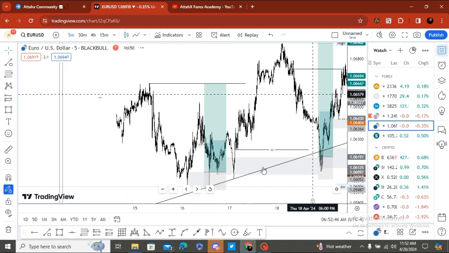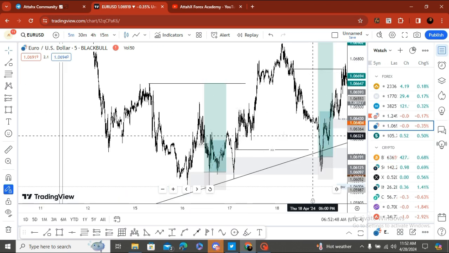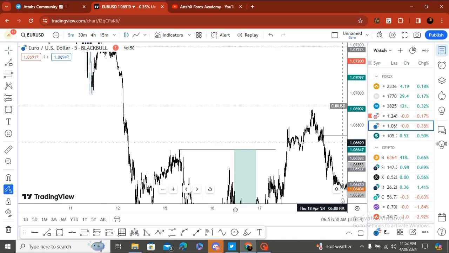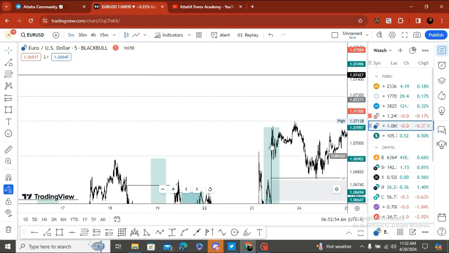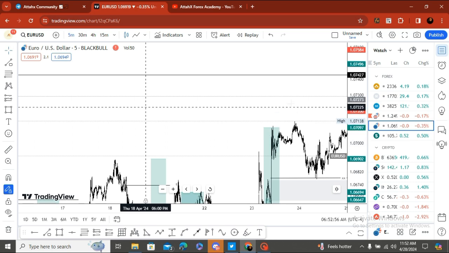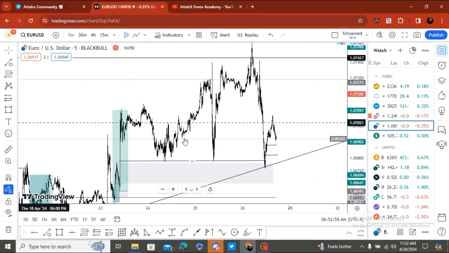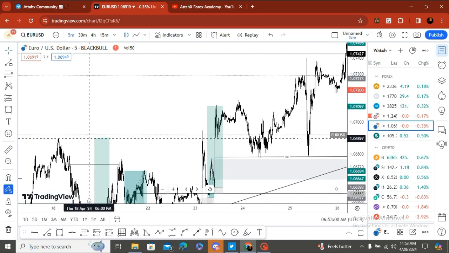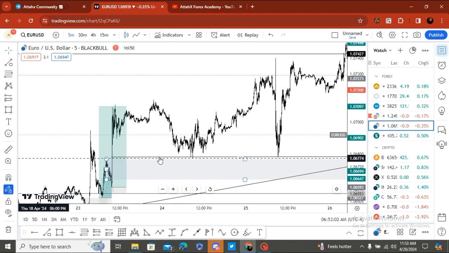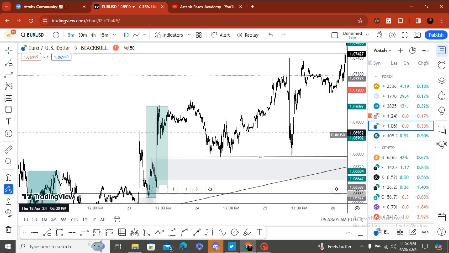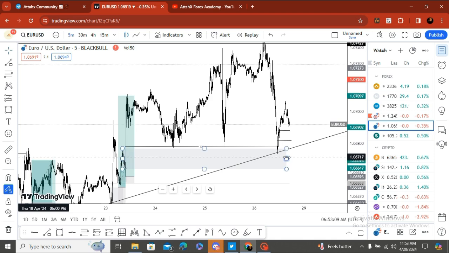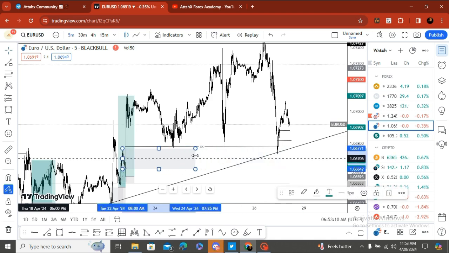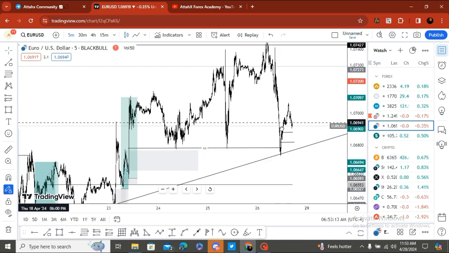We are yet to give you the head and shoulder pattern. Let's move on to, okay, yeah. So this was our initial POI. I actually had this projection, but I did not take the trade because I wasn't too active.